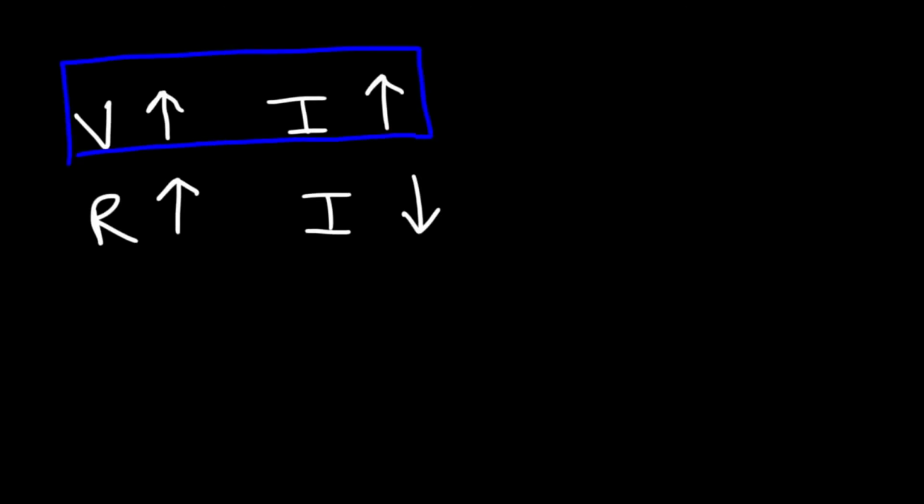Now, you need to know that as the voltage in a circuit increases, the current will increase, provided that the resistance stays the same. If the resistance goes up, the current will go down if the voltage is held constant. So voltage and current are proportional to each other, and resistance and current are inversely related to each other.